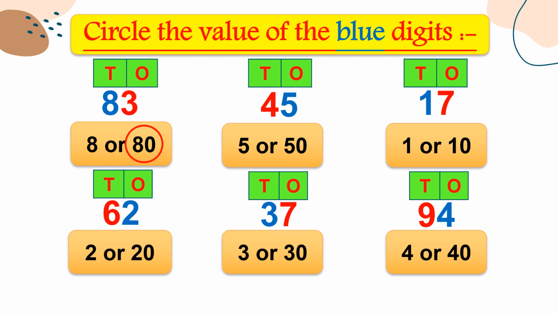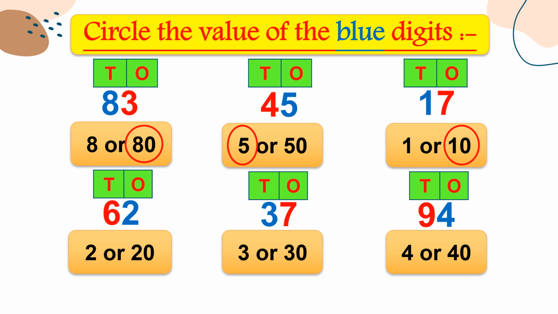The second, I have 45. I put one sentence, and the blue digit is under the ones. So, Mr. Ones take how many 0? No 0. So the answer will be 5. 17. I will put one sentence, then the blue digit is 1. In which place? In tens. Mr. Tens take 1 0, so the value of 1 is 10.